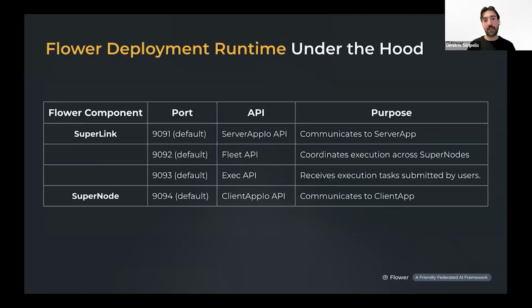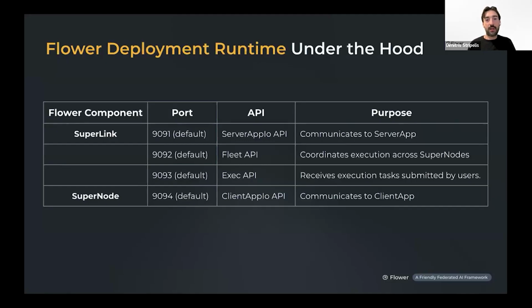Under the hood, the superlink has three APIs. The first one is the server app IO API, which communicates with the server app. The server app here is the script that contains the logic, the instructions that will be executed on the server side. The Fleet API coordinates execution across the connected supernodes, the supernodes that are connected to the superlink. And lastly, the exec API is the one that receives execution tasks from the user. So when a user wants to run a Flower job, they use Flower run, and this Flower run is propagated to the exec API.